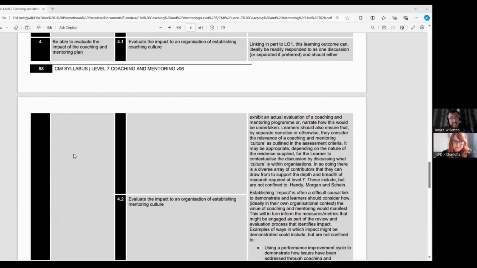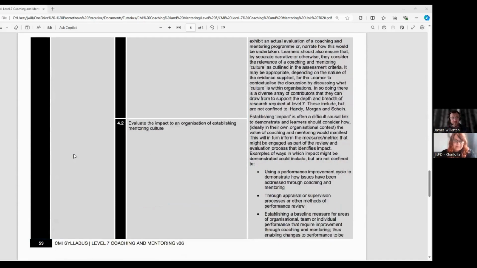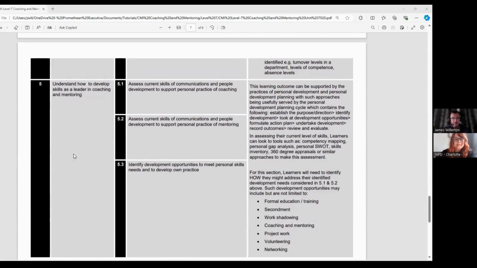This means you would need to have an opinion, a judgment based on evidence, about what you think the impact is. So your answer has to come to that point of what you think the key impacts would be of establishing a coaching culture, and the key impacts of developing or establishing a mentoring culture too. So hopefully that helps with those two to get started.